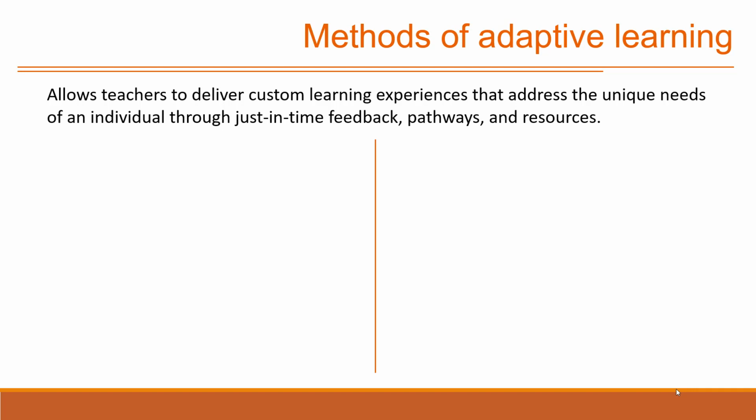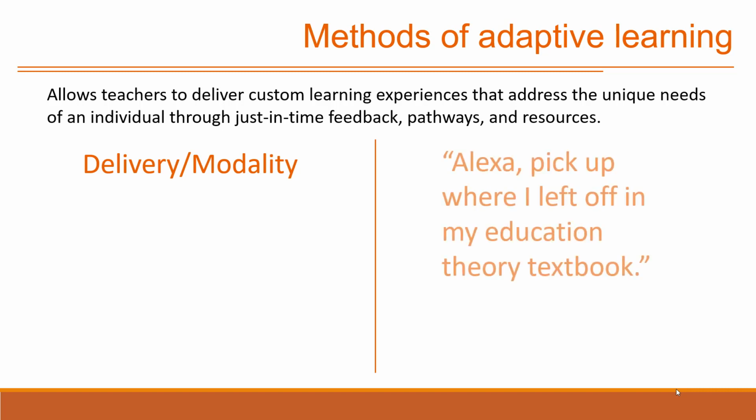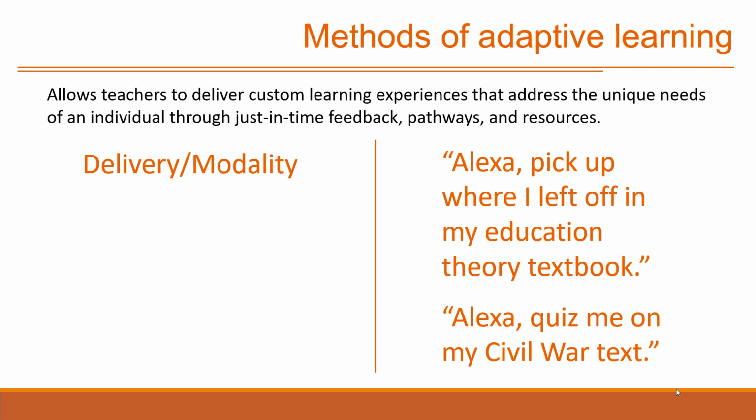So let's take a look at some common methods of adaptive learning. First, there's delivery and modality. Adaptive learning can, at a very basic level, refer to adaptations in delivery technique or modality. Imagine, for instance, that a student uses their personal home assistant to continue studying via audio means when they had started on an e-textbook. But delivery modalities really only scratch the surface of what it means to have adaptive learning.